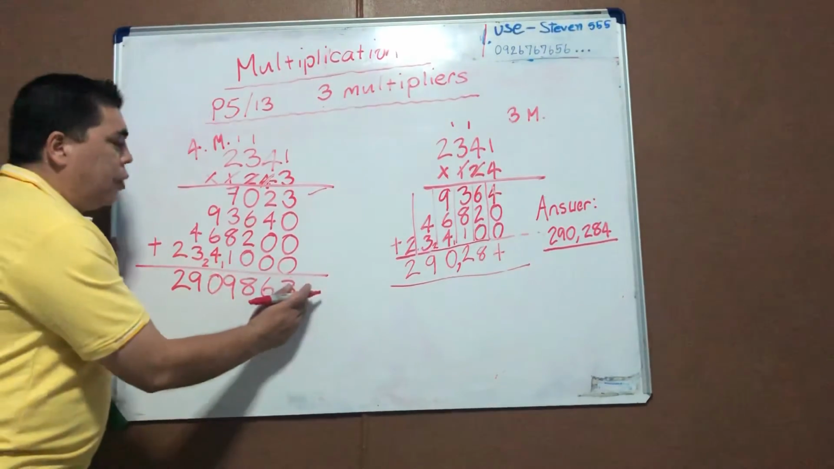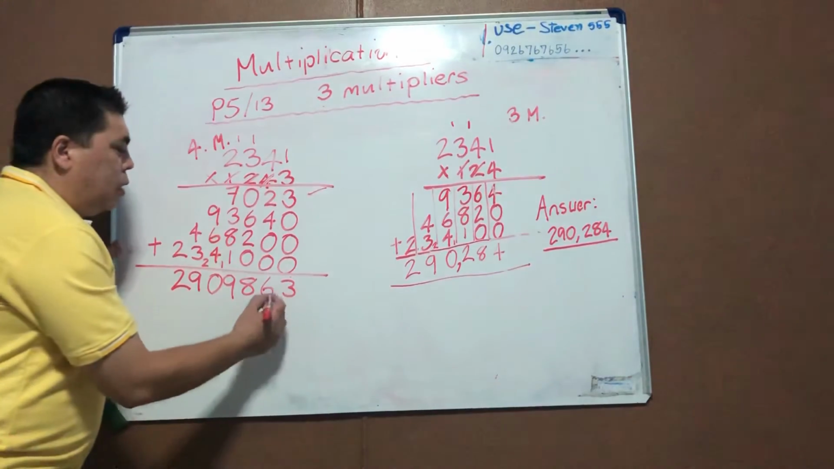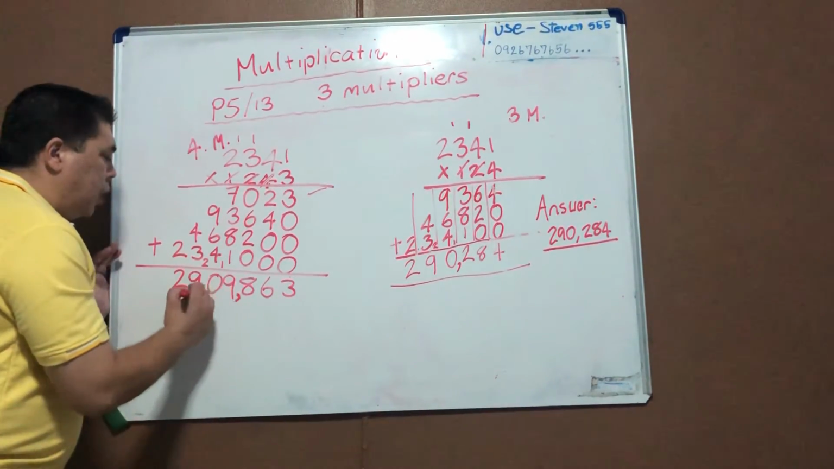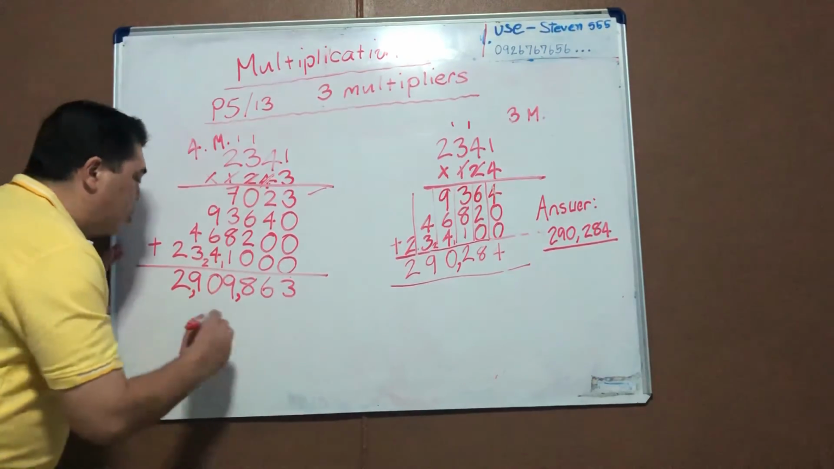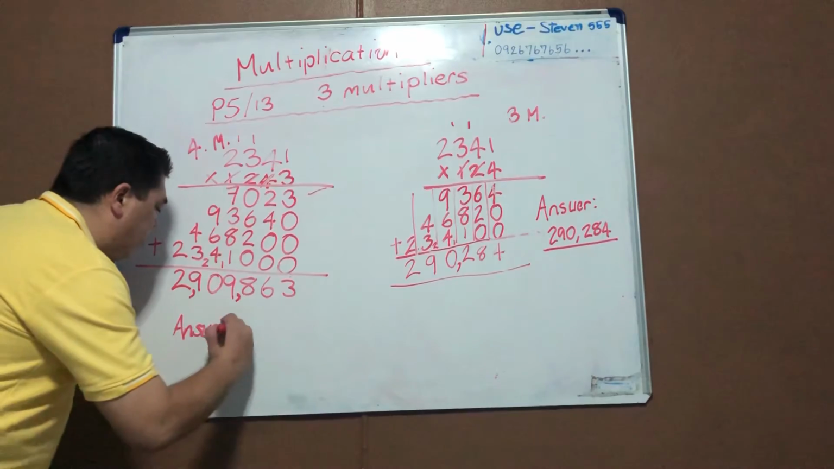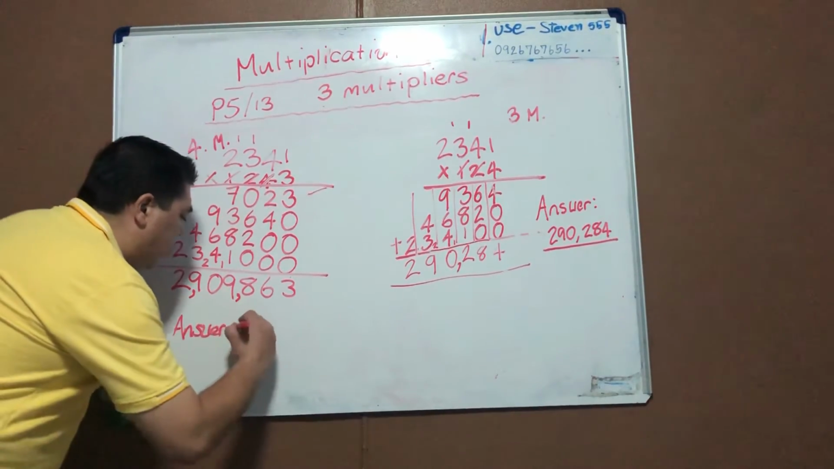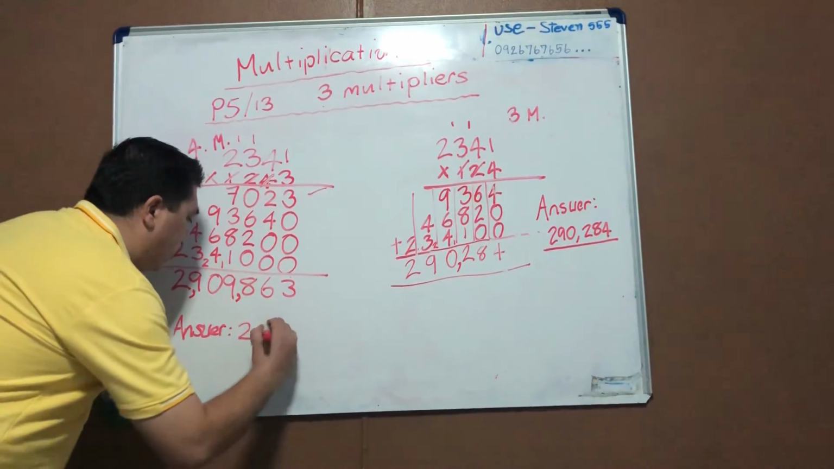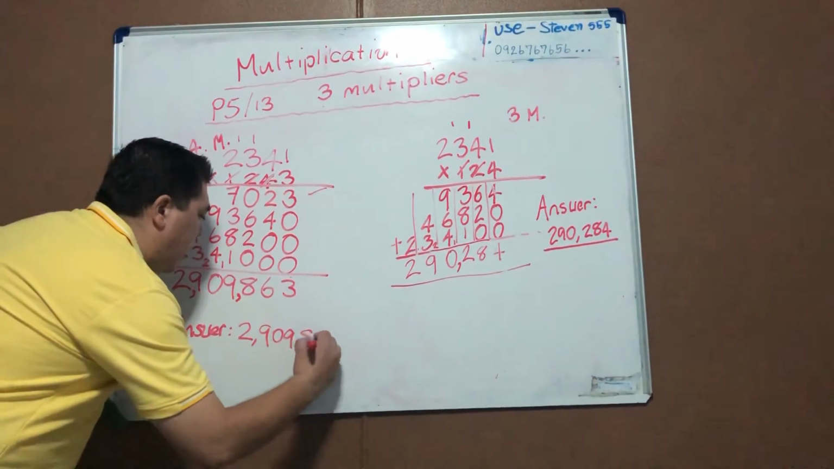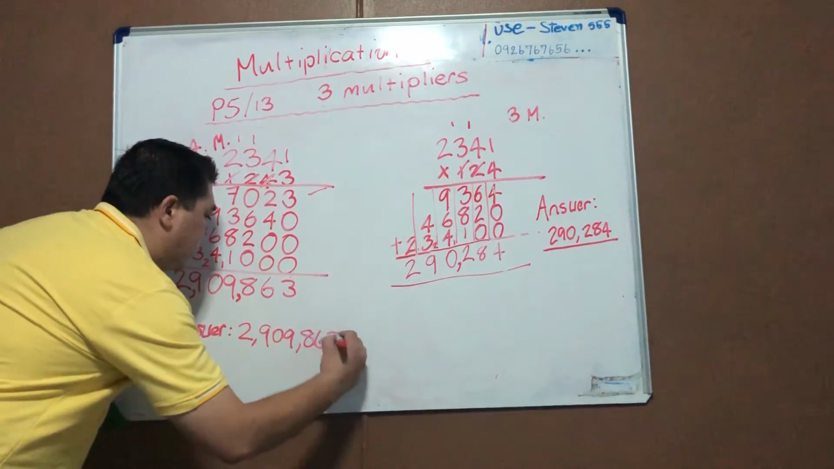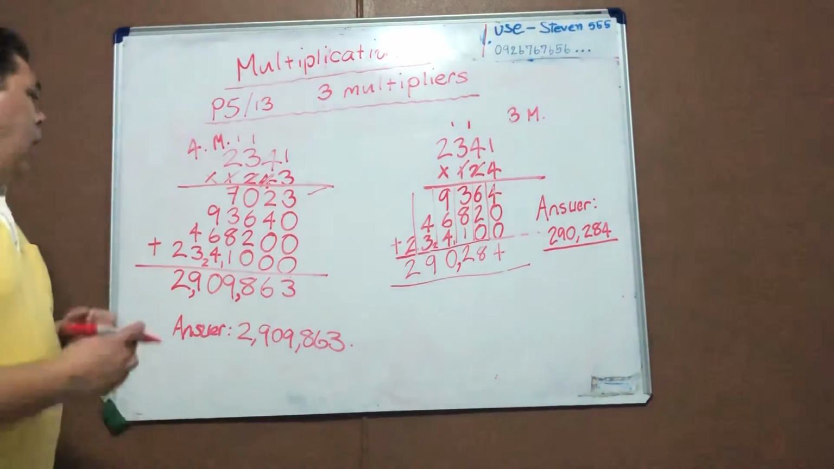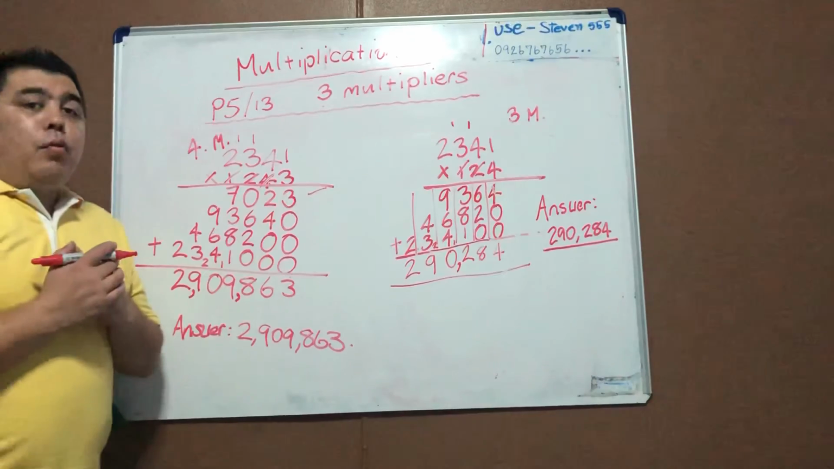Again, we start from the right. 1, 2, 3, comma, 1, 2, 3, comma. So we would write this as the answer 2,909,863.